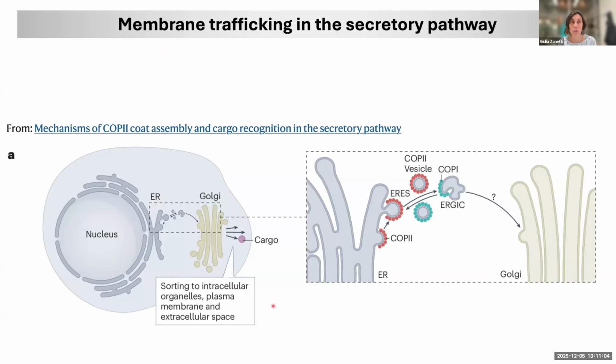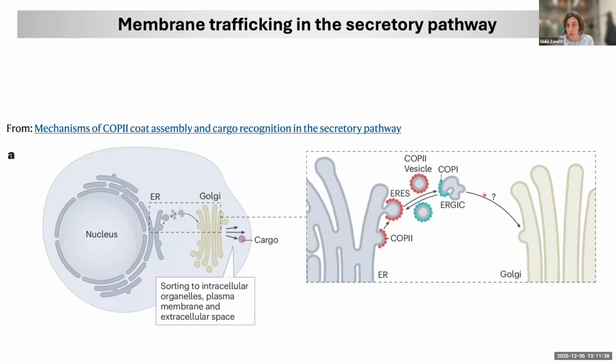These images here are from a review we recently wrote, and they summarize what we call the classical vesicular transport model for ER to Golgi trafficking in animals. According to this model, small cargo-loaded vesicles form at a region of the ER called the ER exit sites. These are formed by the membrane remodeling and concentrative action of coat protein complex 2, or COP2.